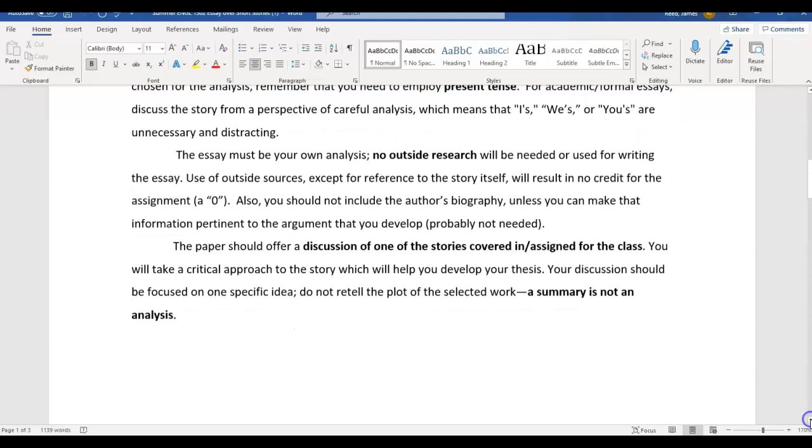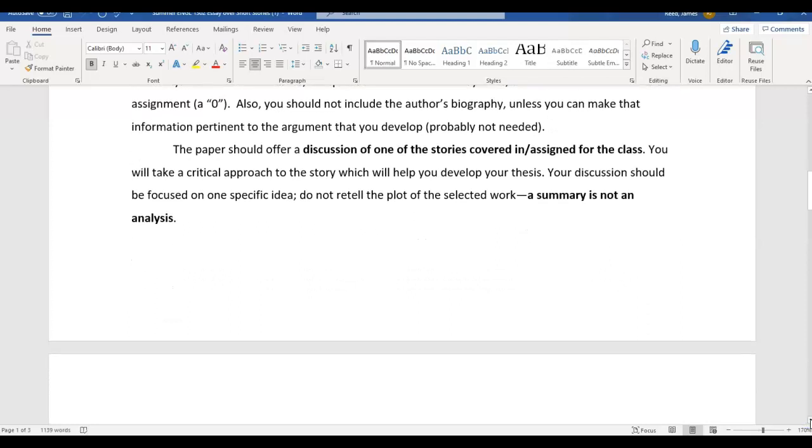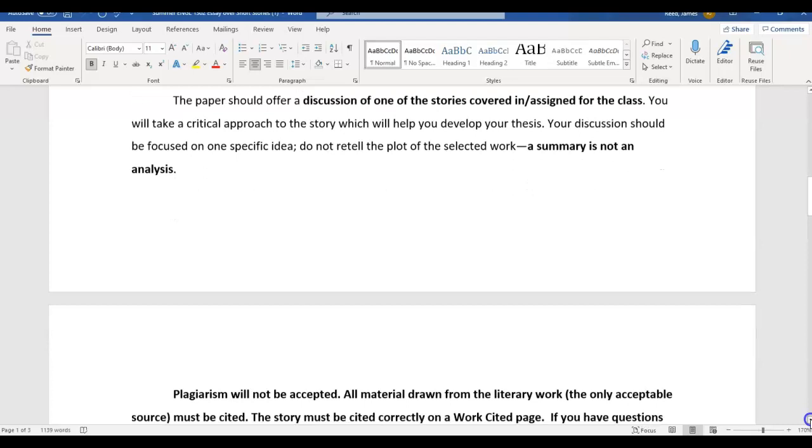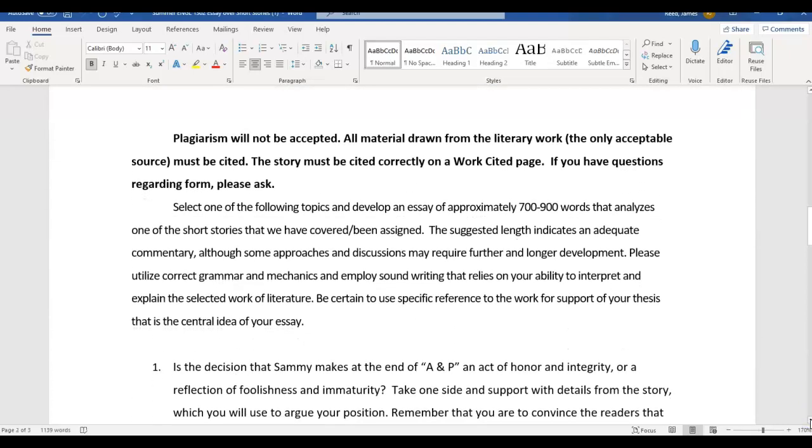So, you're not going to include any biography of the author. You don't need that. It's not going to work. You're not offering a summary where you just sort of tell me the plot details of the story. I've read them. I know it. You're not doing that. Rather, you are going to analyze and discuss it. That's what this talks about. Put in bold here about plagiarism. Do not go off and copy a paper from someplace else. It doesn't work.